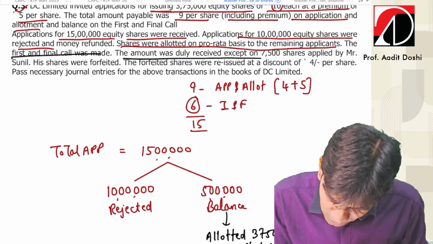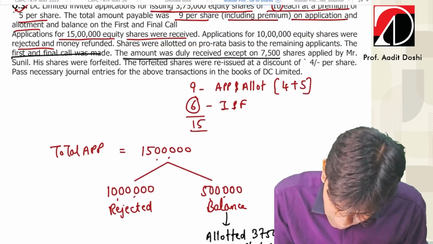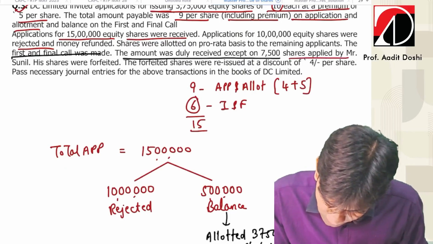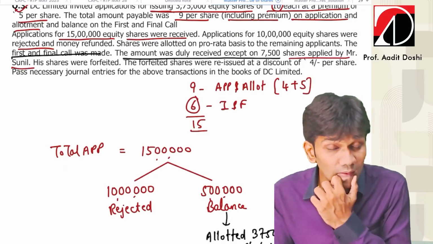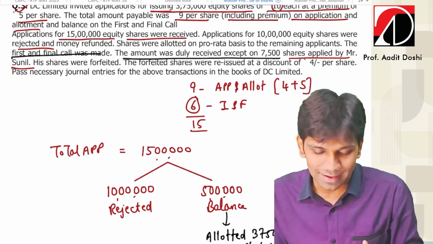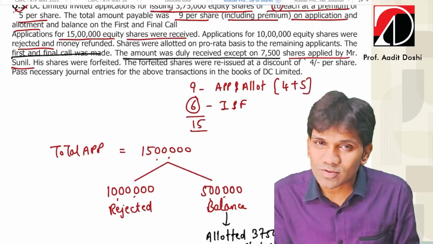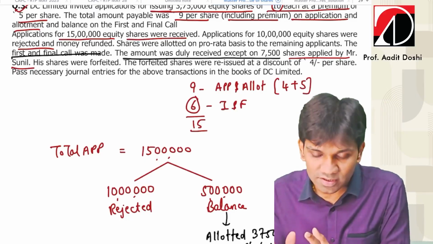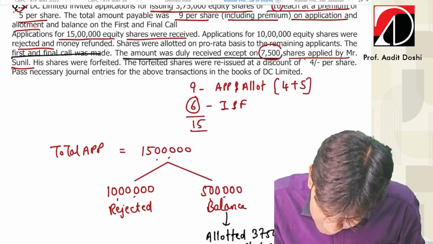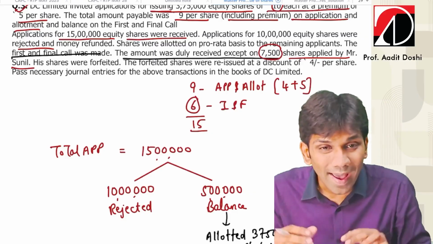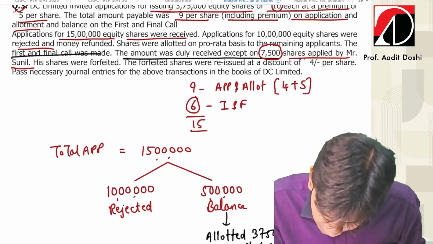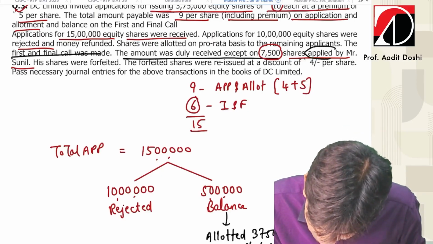Amount was duly received except on 7,500 shares applied by Mr. Sunil. Now read this question very properly. Oversubscription तक तो ठीक है. उसके बाद first and final call was made. When everybody paid the first and final call, one shareholder who has 7,500 shares, who has or who has applied, please focus on this word. One shareholder having 7,500 shares who applied 7,500.